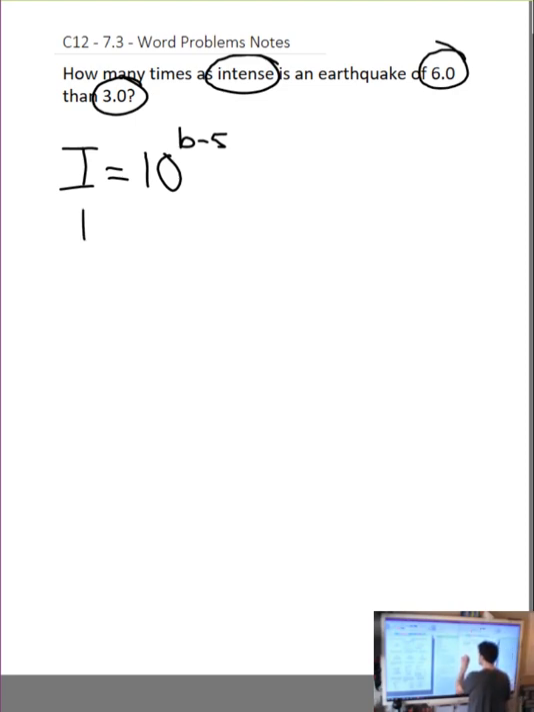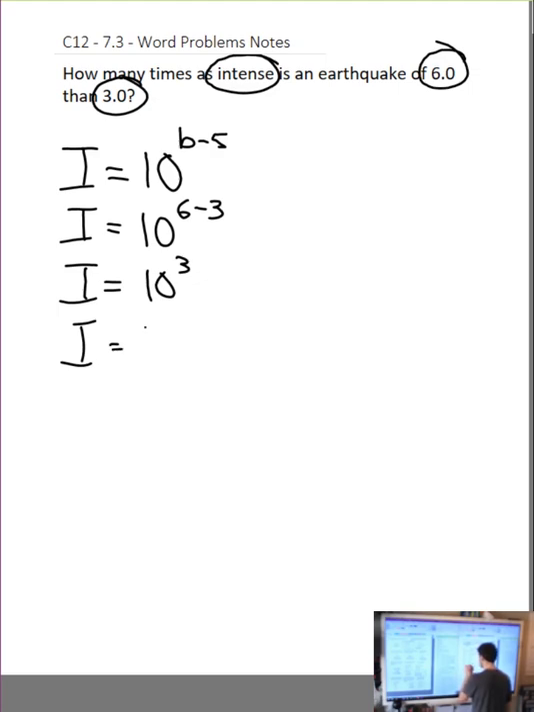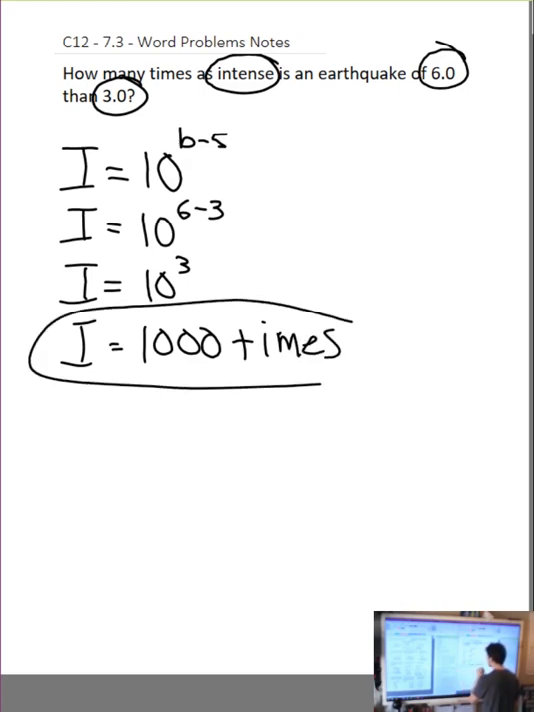So how many times is intense? Is a 6, the bigger earthquake, minus a 3, the smaller earthquake. Well, that's I equals 10 cubed, which the intensity is equal to 1,000 times as strong, as we predicted. If, for example, they gave you the intensity, we would substitute that in for I, and we might have to solve for one of the exponential variables, which we'll see later.